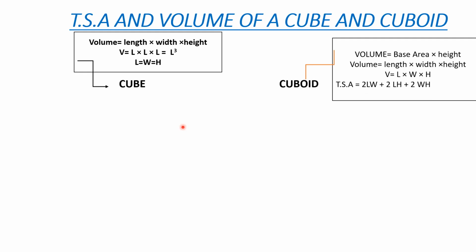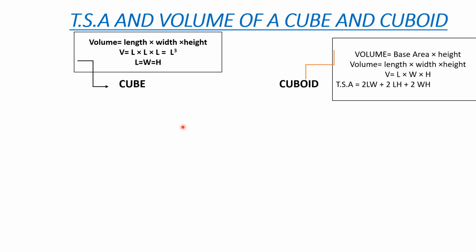Then, what is the total surface area of a cuboid? First of all, we have said that a cuboid has 6 faces, but the 2 opposite faces are equal. So you expect to have 2 times length times width. Twice the product of length and width. Those are the two faces, the one at the bottom and the one at the top.